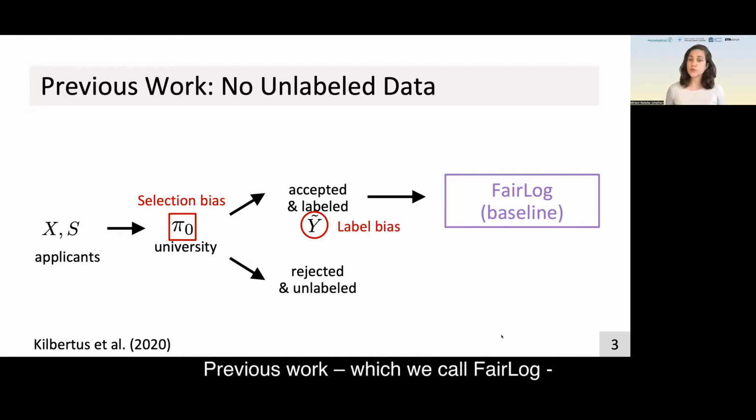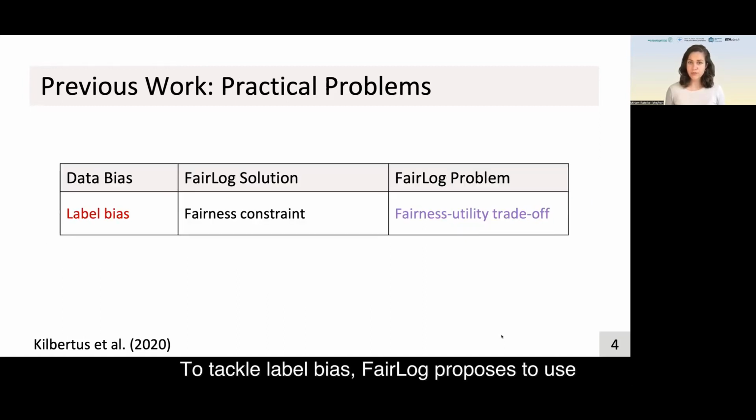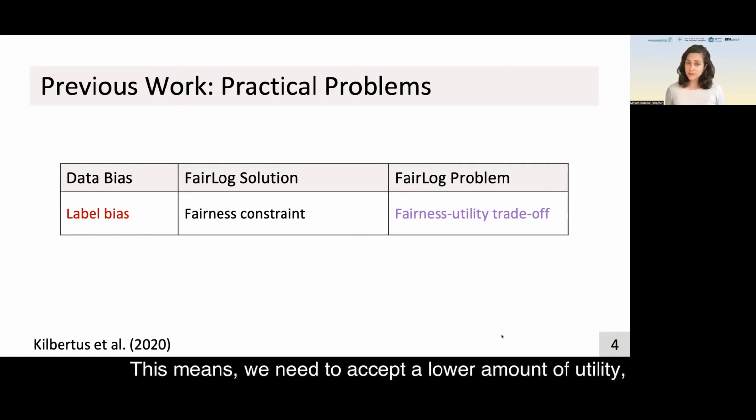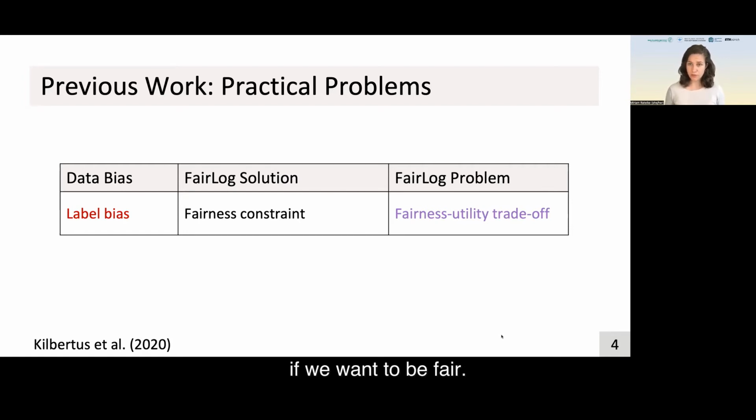Previous work, which we call FairLog, approached this problem as fair decision learning. To tackle label bias, FairLog proposes to use fairness constraints in their loss function. However, this explicitly trades off fairness for utility. This means we need to accept a lower amount of utility if we want to be fair.